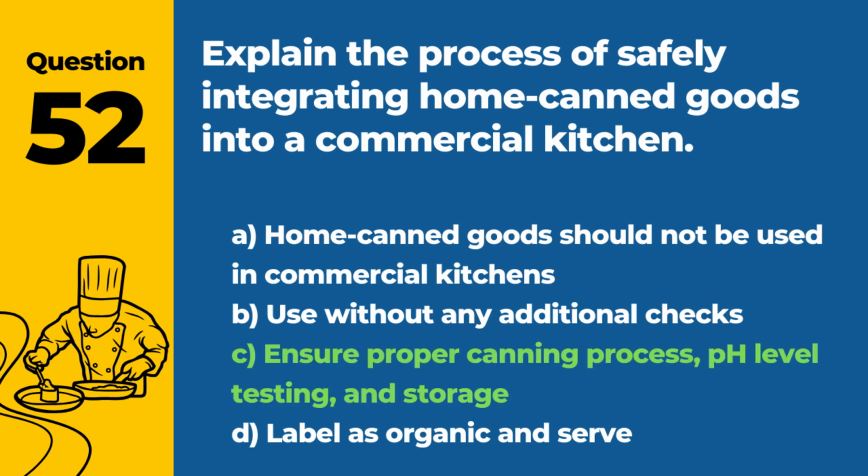Answer: C. Ensure proper canning process, pH level testing, and storage. Safely integrating home canned goods into a commercial kitchen involves ensuring that the canning process was done correctly, testing the pH levels to ensure safety, and proper storage to prevent botulism and other foodborne illnesses.